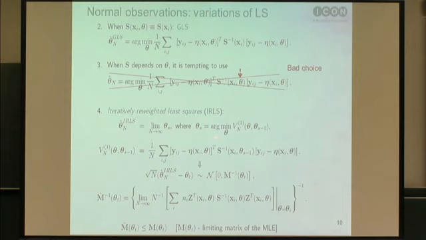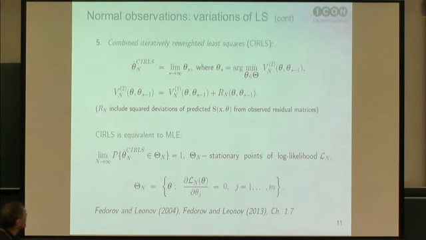So there is a way to improve iteratively reweighted least squares, and for that you really need additional terms in this expression that you try to optimize. And this is what we called combined iteratively reweighted least squares. So this is the same term, but then you have to add another term, which looks quite messy. I didn't even put it there. But the idea is to include square deviations of the predicted variance covariance matrix from observed residuals. And you can actually prove that this combined iteratively reweighted least squares is equivalent to maximum likelihood.